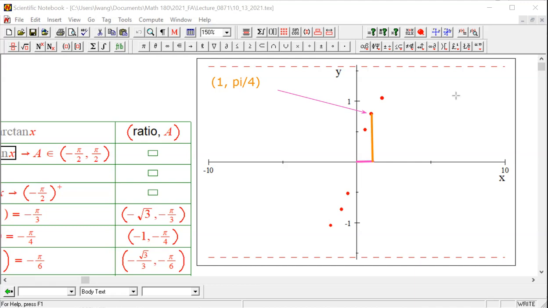Yeah? And this is the same for every such point. The purple is the tangent ratio, and the orange is the arc length for an angle. But this angle has to be between negative pi over 2 and pi over 2. So now, do you think we are ready to draw the curve?